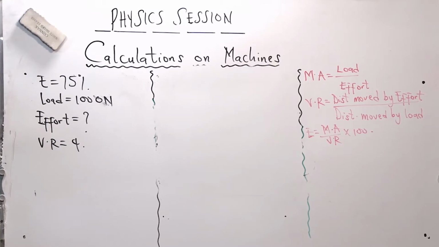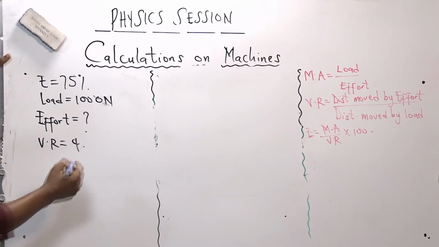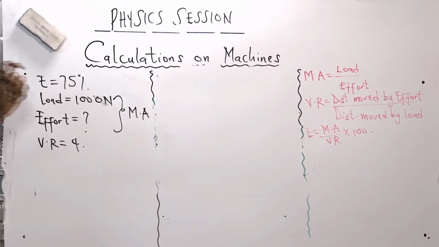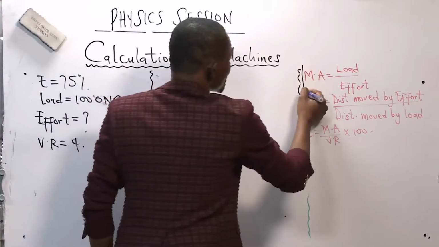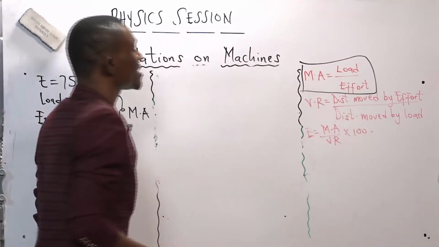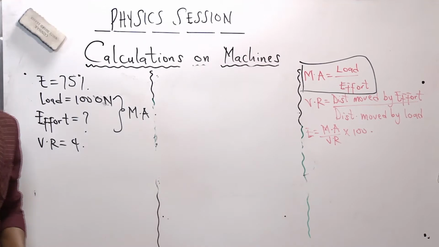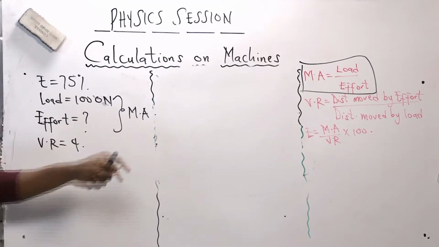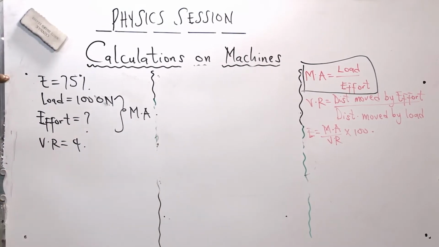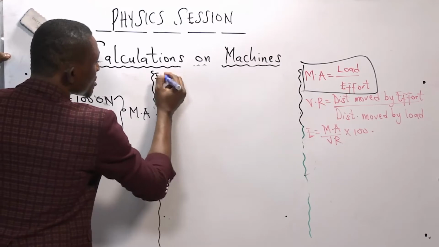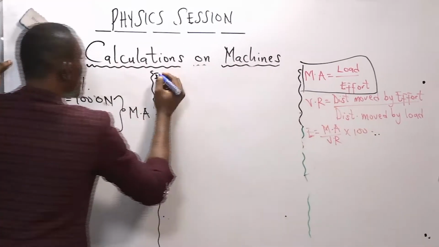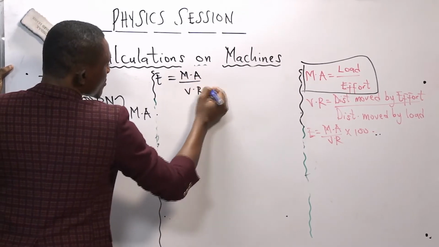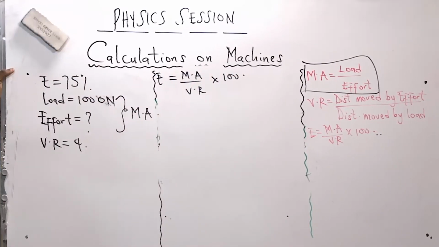So before we can get that effort, the first thing we need to do is what? We need to calculate the mechanical advantage. Don't forget that the mechanical advantage formula is the only formula that links the load and the effort together. So to get the effort, we need to get the mechanical advantage first. And to get the mechanical advantage, very easy. We can use the third formula, which says that efficiency is equal to MA over VR times 100. So we can use that formula.